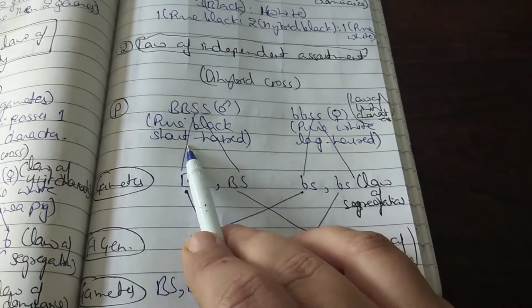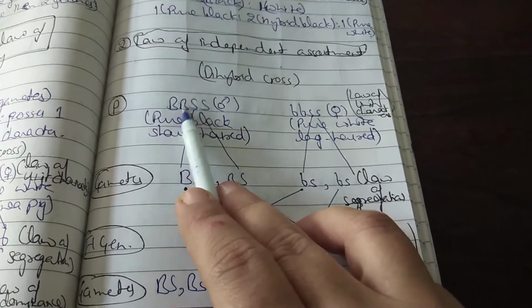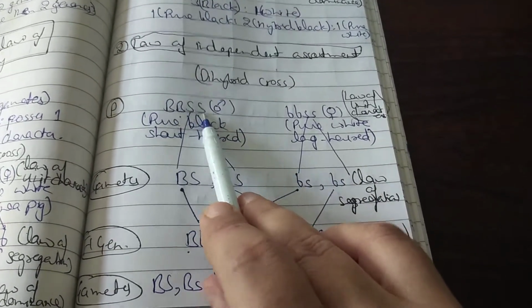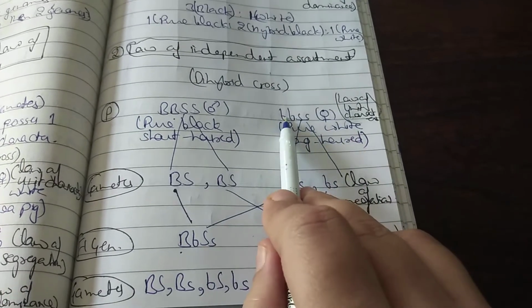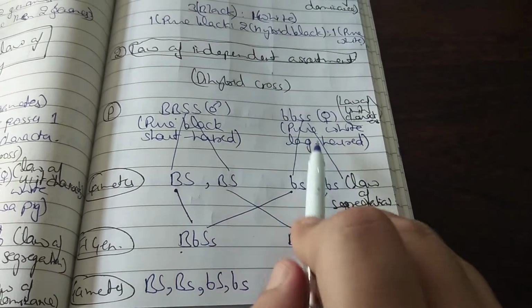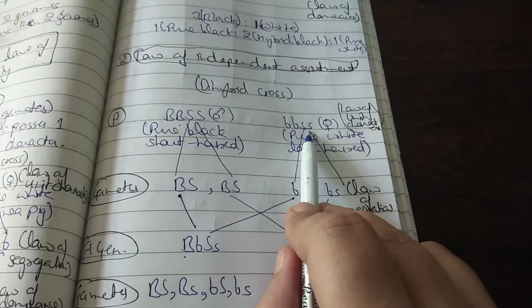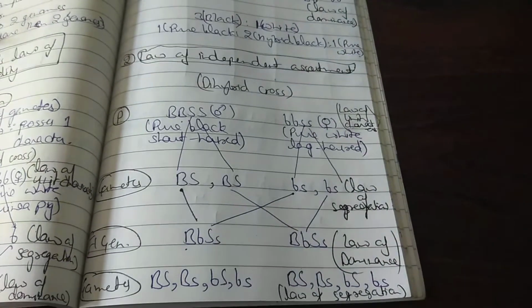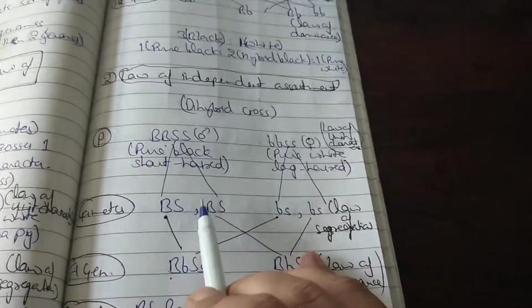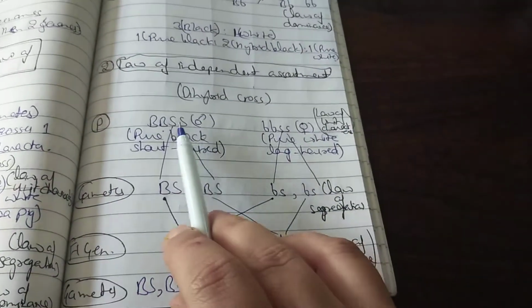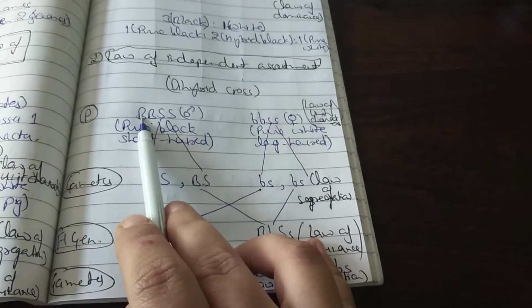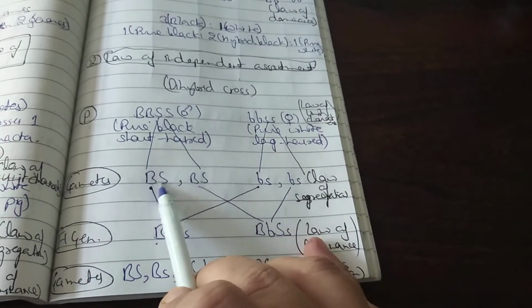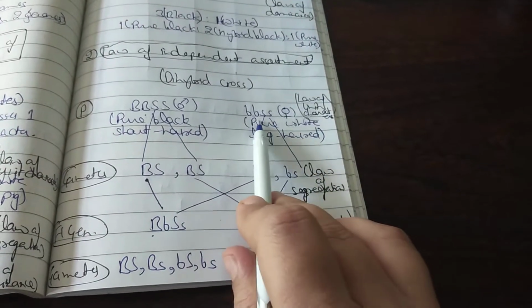Both these characters are dominant. Pure black is represented by capital B, and short-haired, which is also a dominant character, is represented by capital S. Pure white, which is a recessive trait, is represented by small b, and long-haired, which is also a recessive trait, is represented by small s. The gametes which are produced by these parents are capital B, capital S, and small b, small s.